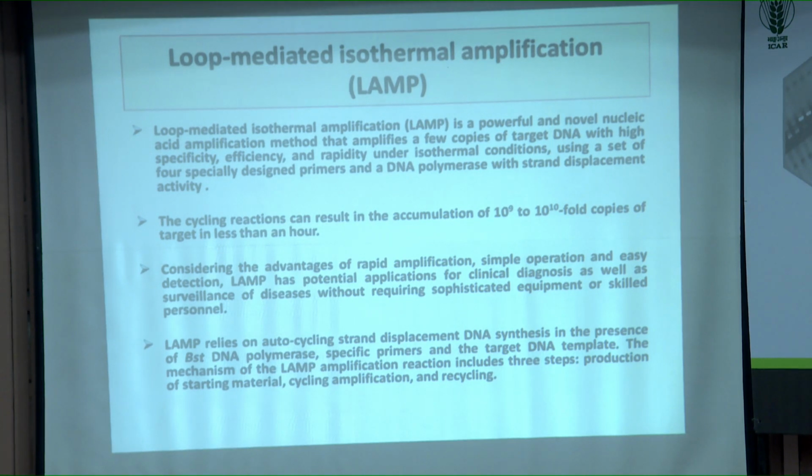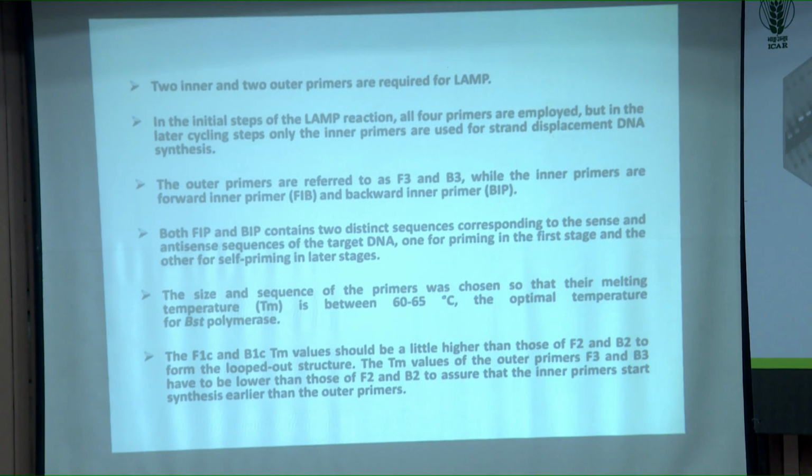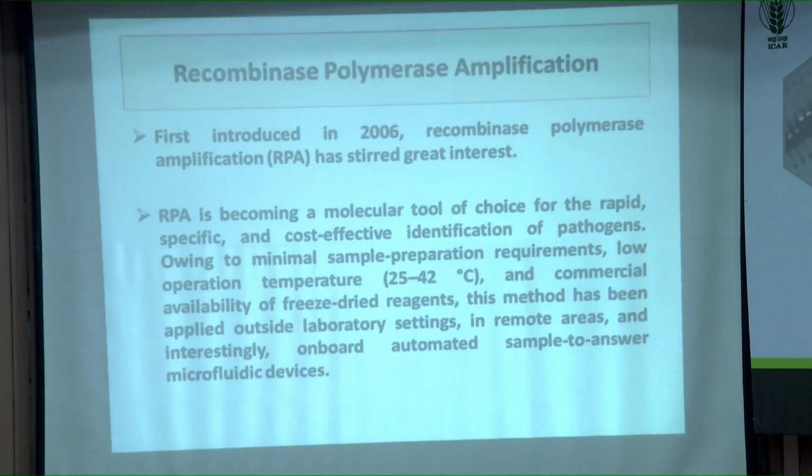Here we use a specific polymerase, Bst polymerase, and we have a different set of primers: 2 inner and 2 outer primers in this case. What will happen? You are increasing the number of primers. What is the benefit of this? Your specificity will be increased. So we have multiple primers here and it is specific for the detection.